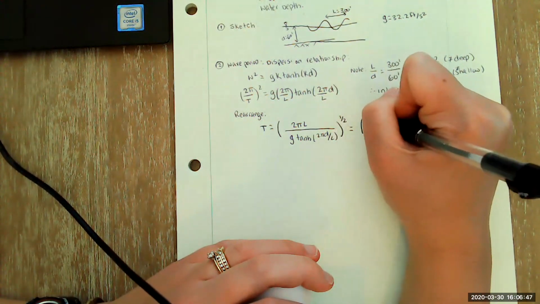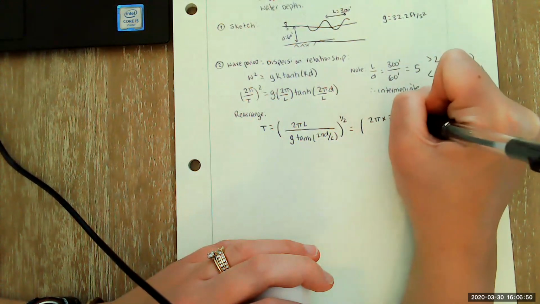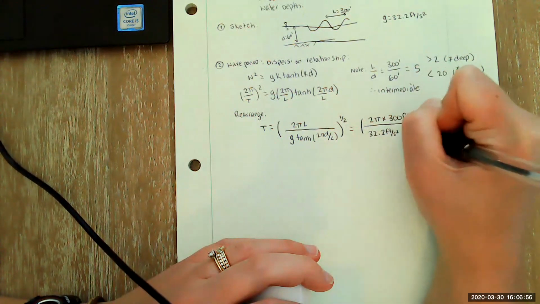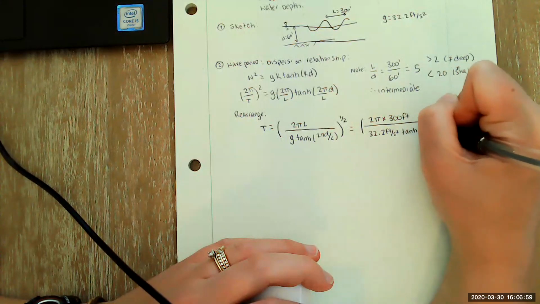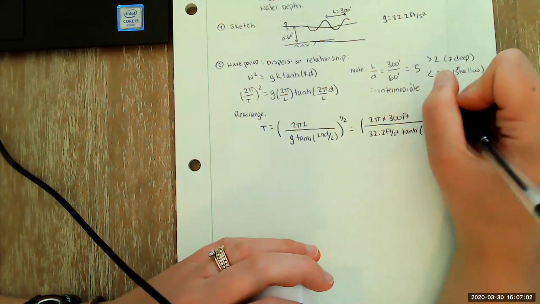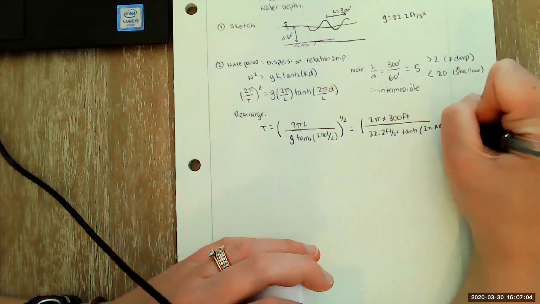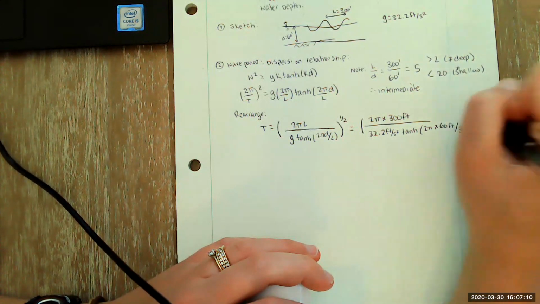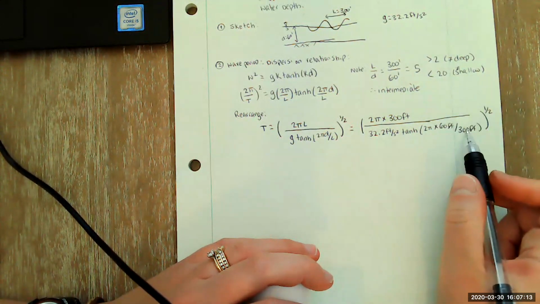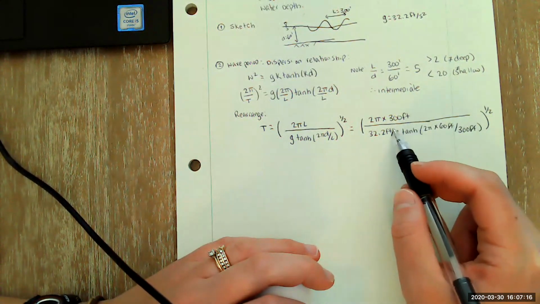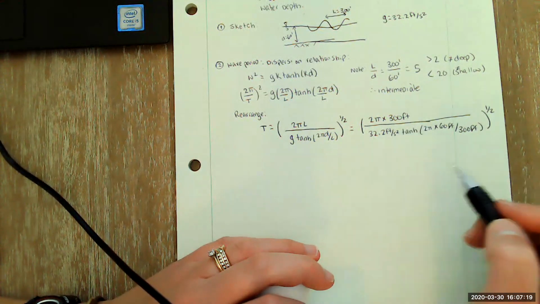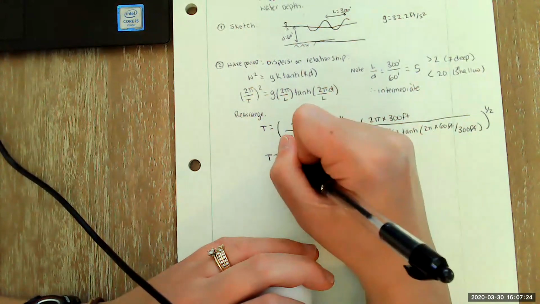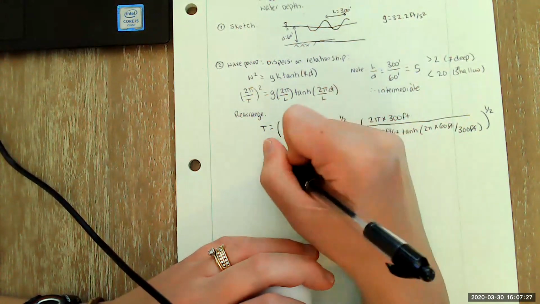Plugging in numbers, we get 2 pi times 300 feet divided by 32.2 feet per second squared times the hyperbolic tangent of 2 pi times my depth of 60 feet divided by my wavelength of 300 feet, to the 1/2 power. My hyperbolic tangent is unitless. That's good. We're going to get feet divided by feet per second squared, so eventually we're taking the square root of second squared. And we get that my wave period is equal to 8.3 seconds.